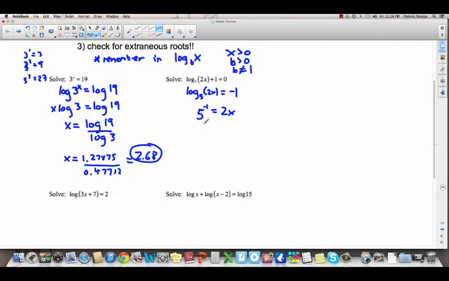Hey, this is looking more like something we could solve. 5 to the negative 1, well, we can simplify that. That's a flip and a negative, so 1 over 5 equals 2x. Got to get the x by itself, so what are you going to do? Since this is 2 multiplied by x, you're going to divide by 2. So you get 1/5 divided by 2. That's the same as 1/5 times 1/2. You'll get 1/10.